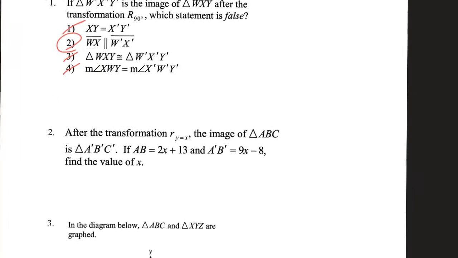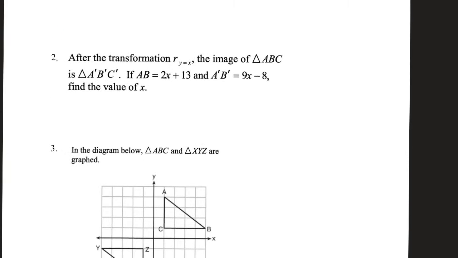All right, let's mosey on down to number 2. Number 2 says after a transformation, this is a reflection. Remember that the small r is a reflection, and the capital R is a rotation. So just keep that in mind.